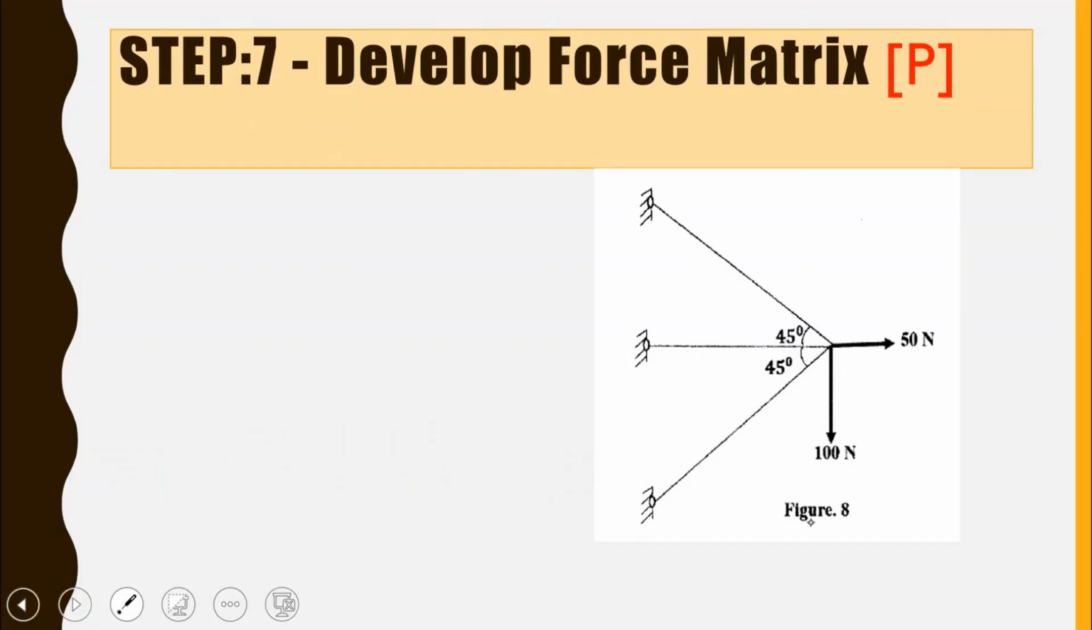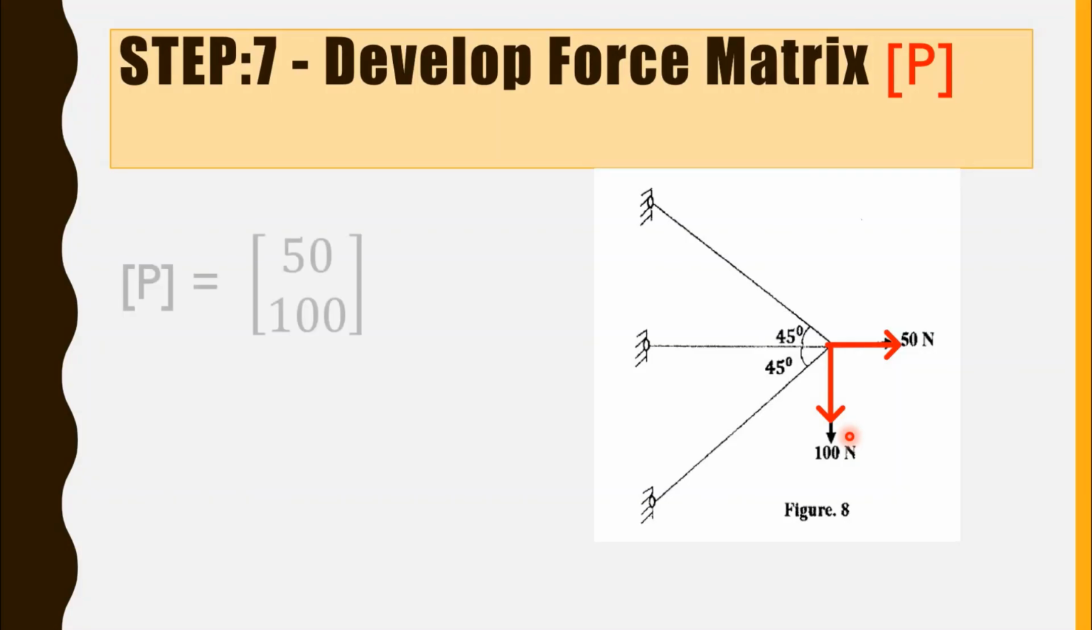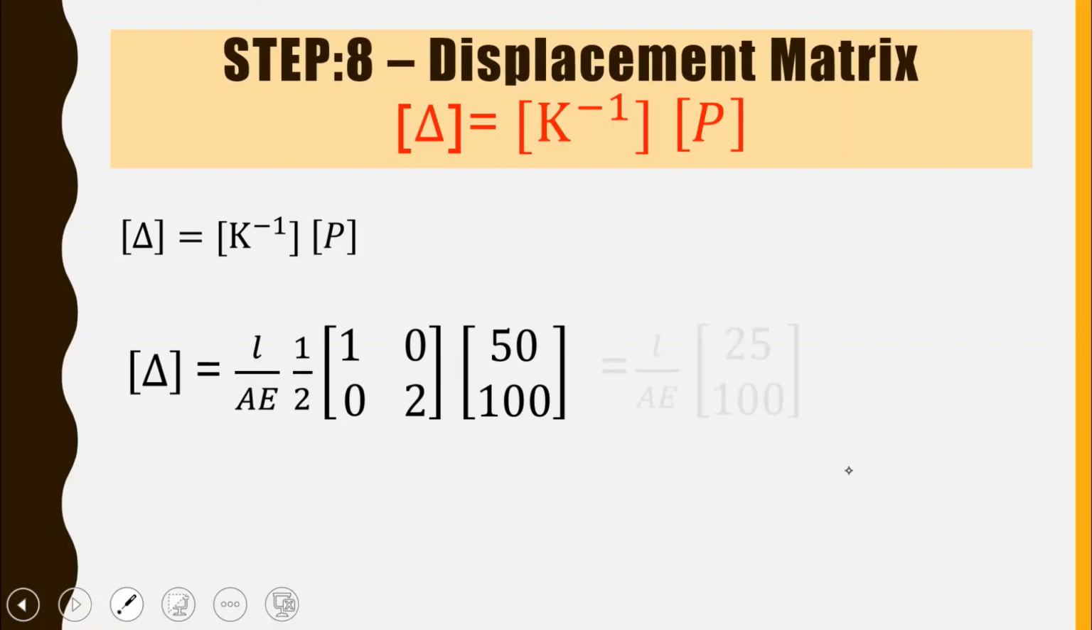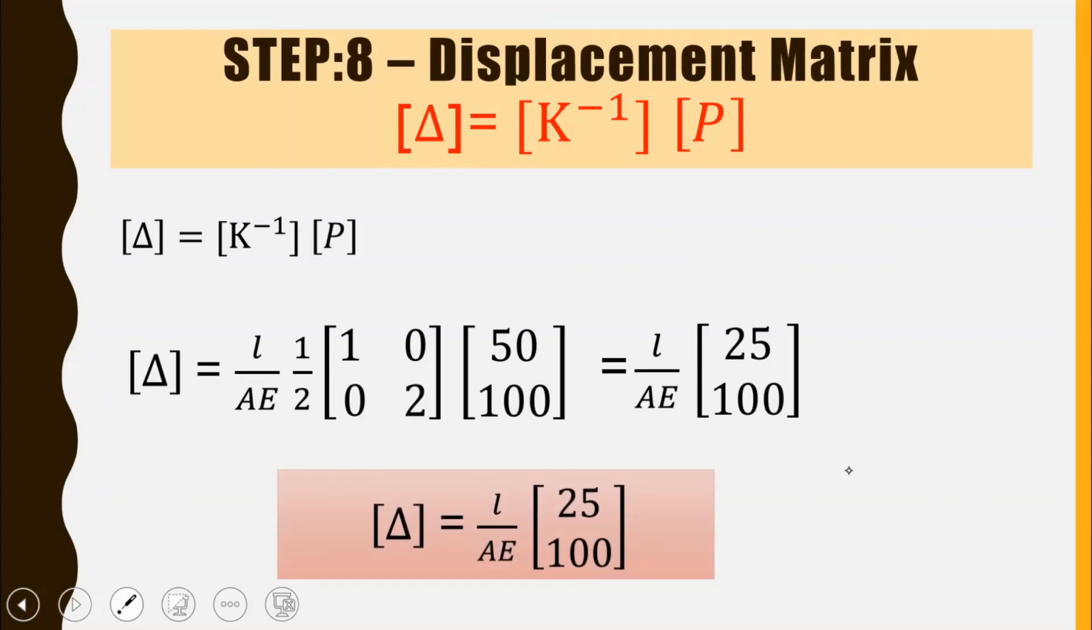Now to develop the force matrix, for the first system coordinate the force was 50 kilonewton, and in the direction of the second system coordinate it is 100 kilonewton. So we have 50 and 100. Sorry, it is Newton. For 50 Newton and 100 Newton. These are the force matrices. And the eighth step is to develop the displacement matrix. That is delta is equal to K inverse P. We just have to multiply K inverse and P. We will get it as L by AE into 25 by 100. Okay, so this is the displacement matrix.